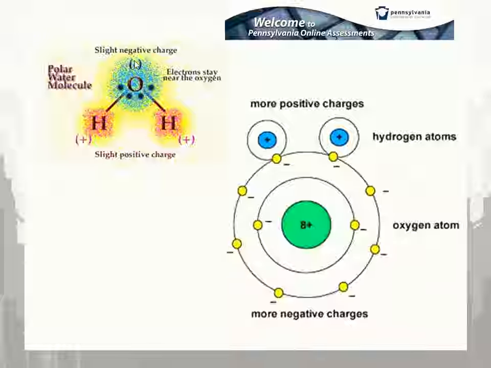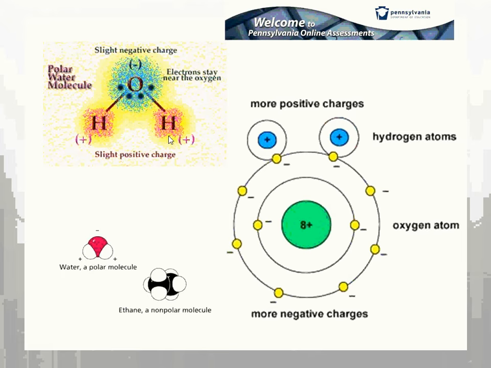So if you look at this picture, they have a slight little negative here and a slight little positive here, saying, well, this part of the water molecule is more negative and this part of the water molecule is more positive. We have a term for that, and we call it polarity. So water is a perfect example of a polar molecule, slight negative and slight positive.